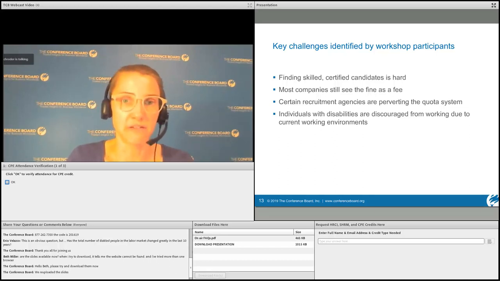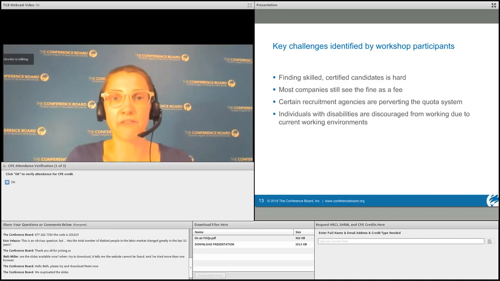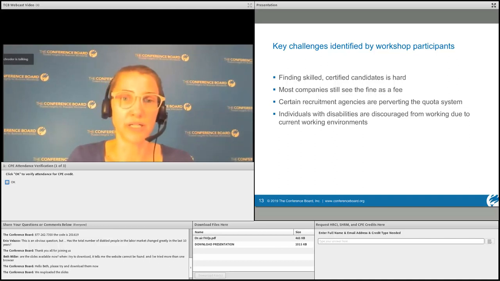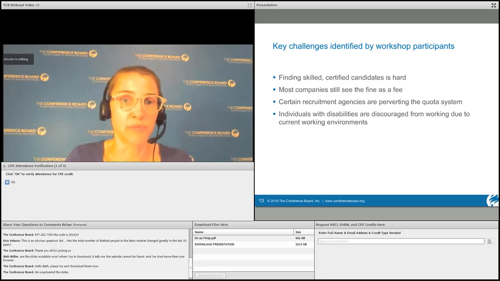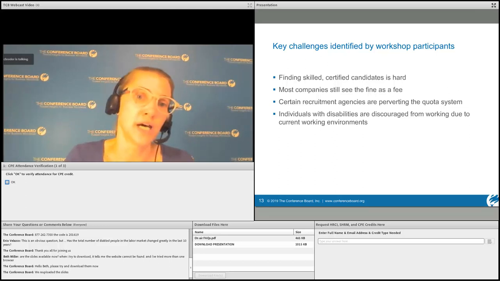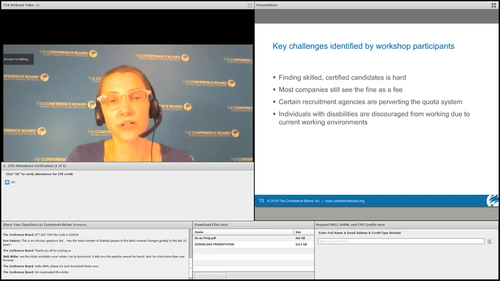So there has been some incentive to move away from paying the fine towards the quota, but it's slow. Then we have a whole different set of problems around recruitment agencies. So there's been a trend where agencies offer fake employment for people who basically then have supposedly a contract, but they don't actually go and work.